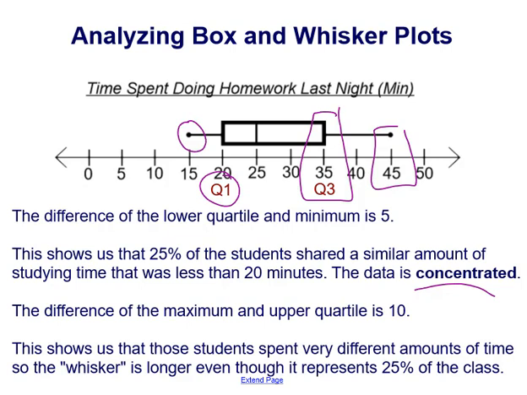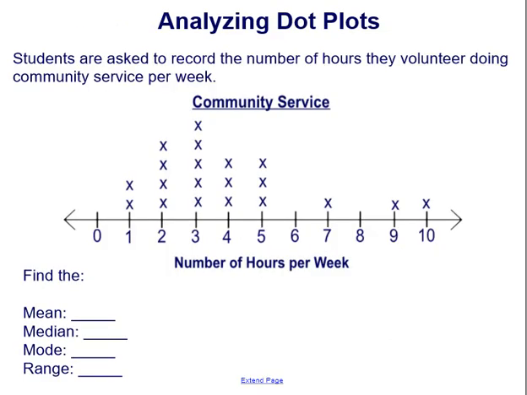Now let's look at a dot plot. Here we have students who were asked to record the number of hours they volunteer doing community service per week. So you can see we have the number of hours per week, and remember in a dot plot, each X represents one of the students. First, let's calculate the mean, median, mode, and range. We have a mean of 3.9, a median of 3, a mode of 3, and a range of 9.